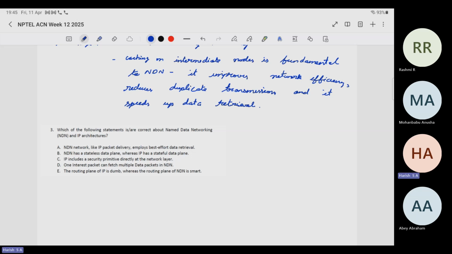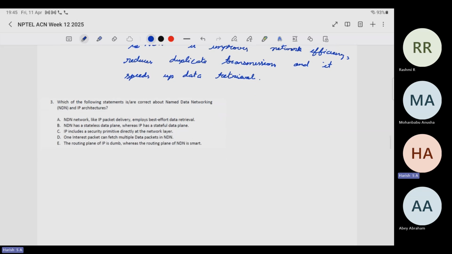Right. So which of the following statements is/are correct about NDN? This is a multiple choice question, right? So which of the following statements are correct? It could be one, it could be two, it could be three or four, anything. So let's look at the first one.